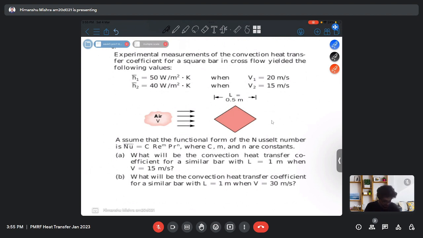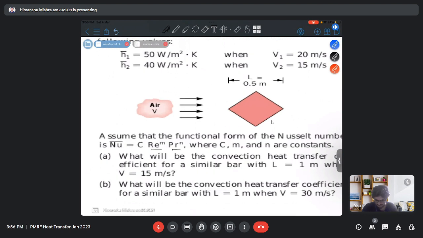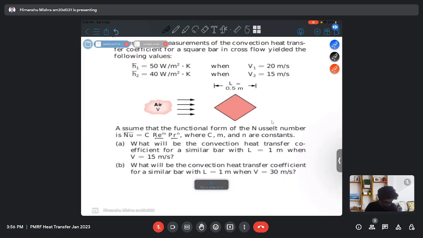So this is a similar question. Here the experimental measurement of convection heat transfer coefficient for a square bar in cross flow yielded the following values. We have H1 when velocity is 20 meter per second and H2 when velocity is 15 meter per second. And we have given the Nusselt number in terms of Reynolds number and Prandtl number. And we need to find what will be the convection heat transfer coefficient for a similar bar with L 1 meter and velocity 15 meter per second?